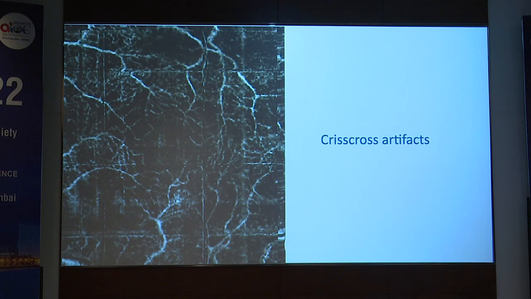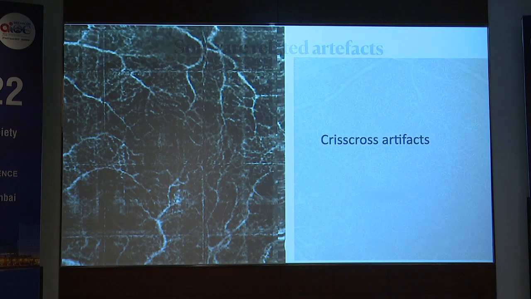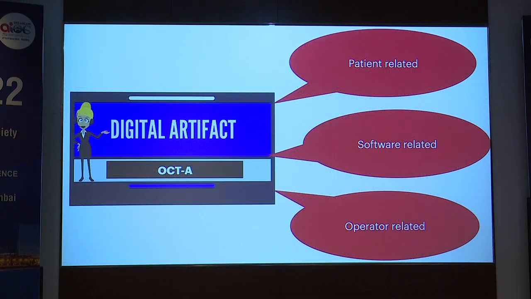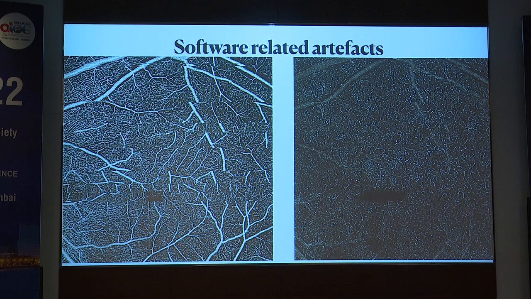Or a crisscross artifact, because the software is trying to remove the artifacts which are caused by the movement. This is a more common one. So if you look at this, this is a crisscross. You can see many of these artifacts which are because of software, not because of the patient movement. Again, important to identify, because if you show this image, they will see exactly what has happened. There's so much vascular pathology, but actually there is no vascular pathology.